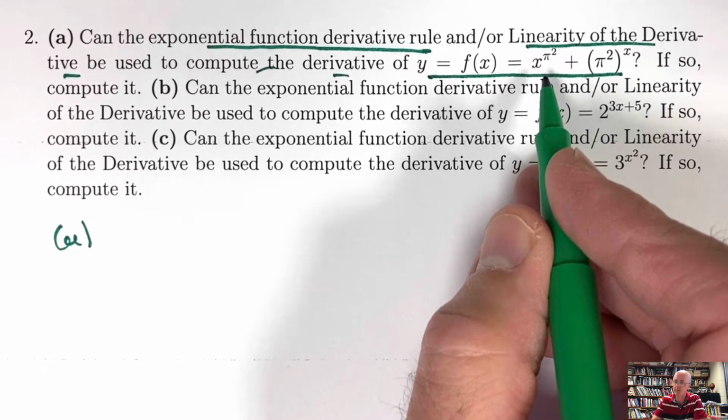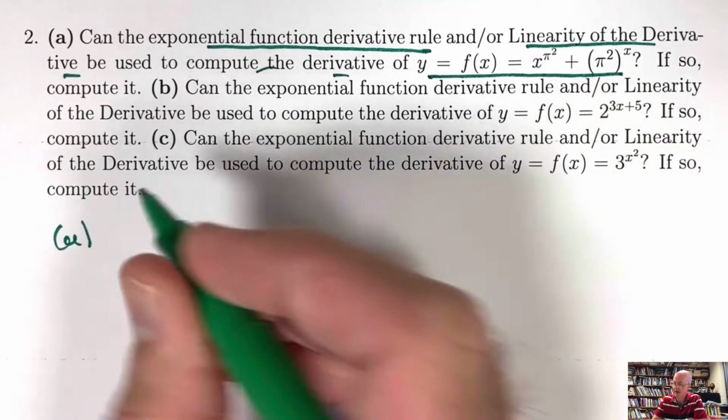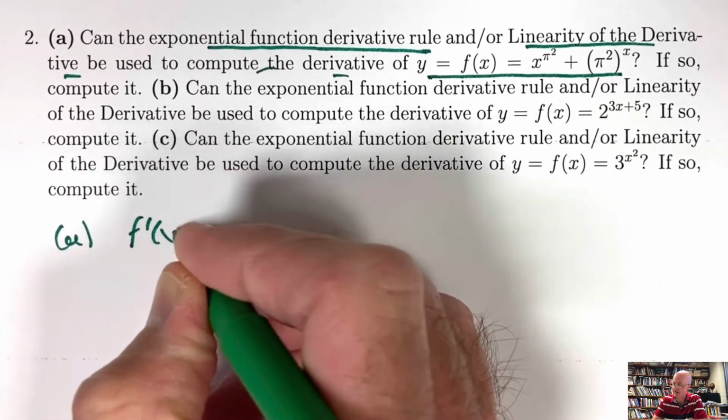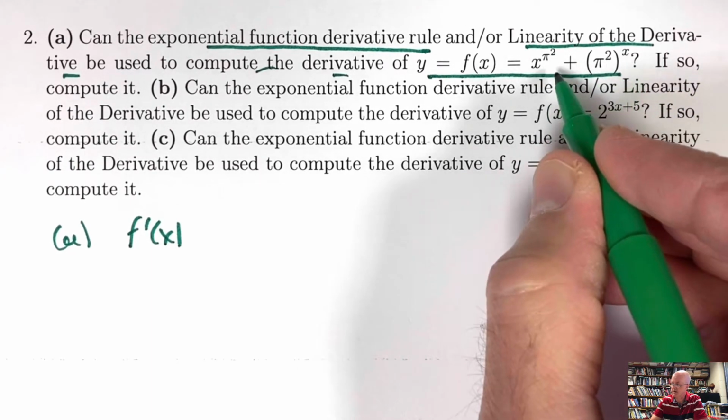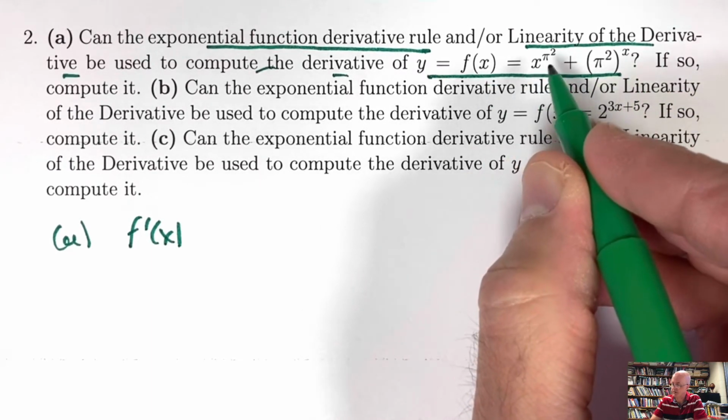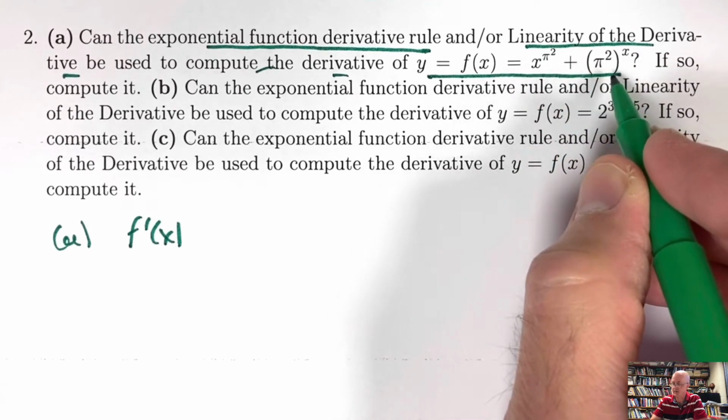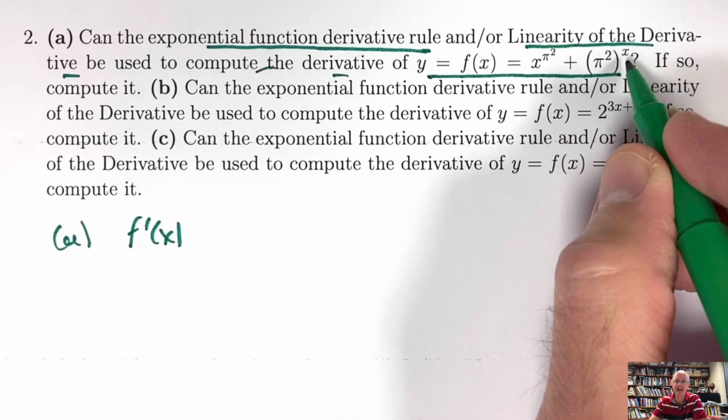We need the power rule from the previous video. Go ahead and take that derivative and also use linearity because we have the sum of two functions here. The derivative of this function f will be the derivative of the first term plus the derivative of the second term. And the second term has the x and the exponent.